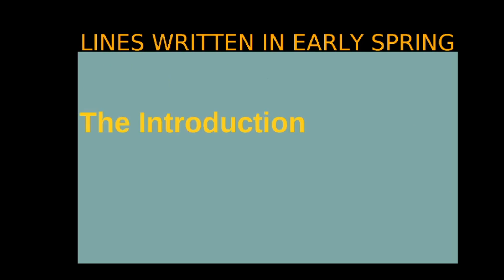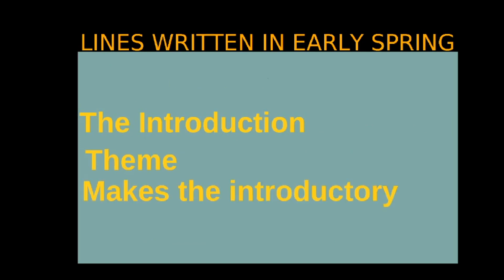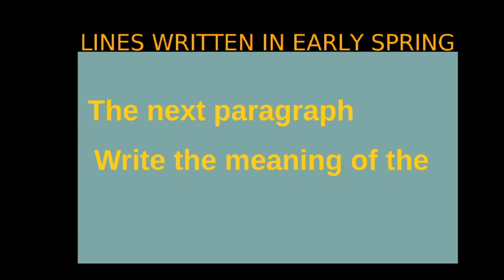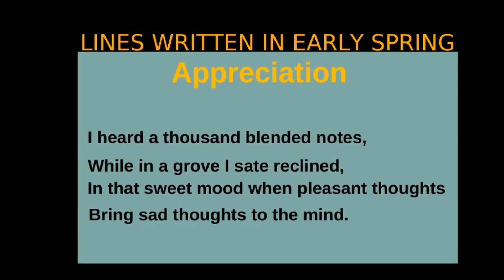So the introduction and the theme makes the introductory paragraph. The next paragraph, write the meaning of the given lines. So let's see how to find out the meaning. So this is our first stanza of our poem, Lines Written in Early Spring.